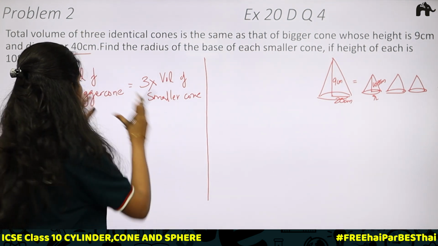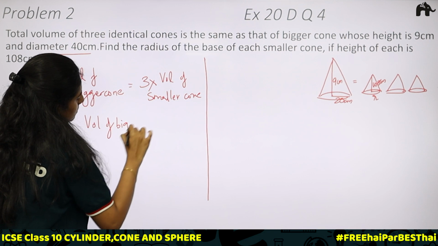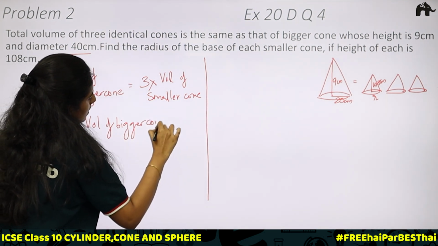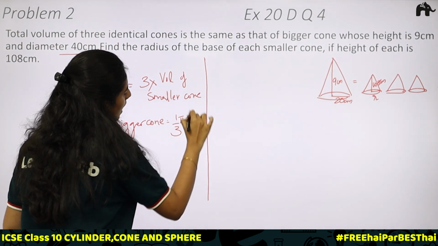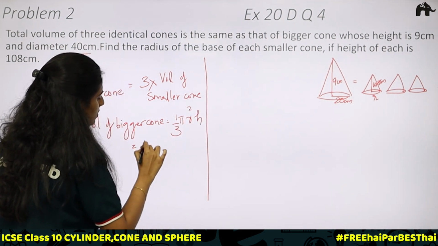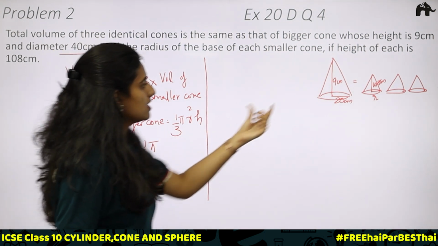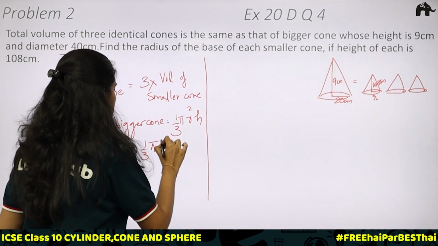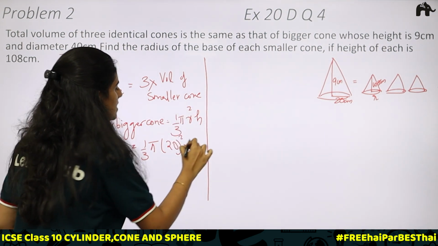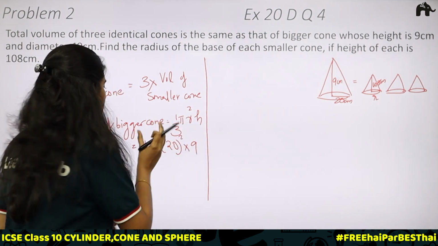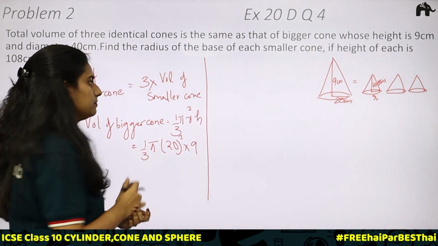What is the volume of the bigger cone? Volume of bigger cone is equal to 1 by 3 pi r square h. Put the values: 1 by 3 pi r square, here the radius is equal to 20 cm, 20 square into height, height is 9. Don't simplify this. Keep it like this so that you can cancel.